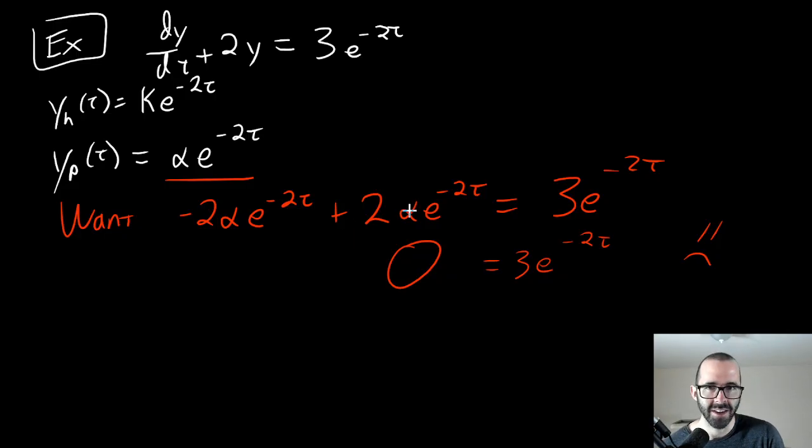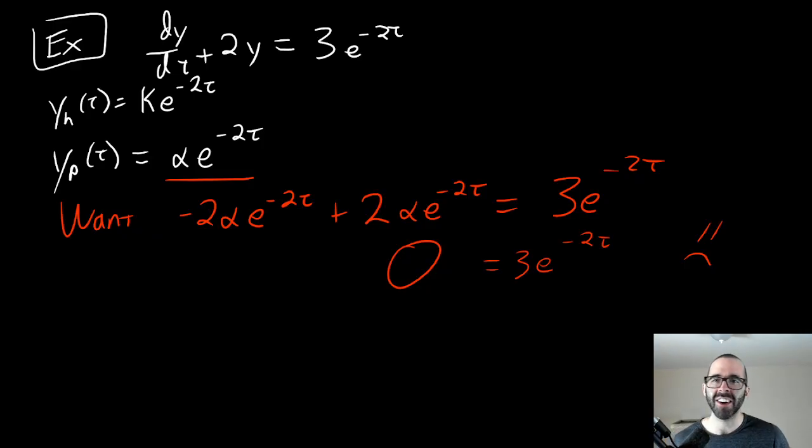It's never going to work. It can't equal 0, which is the homogeneous, and this. We're doomed to fail. I set you up for failure. But don't worry, I will also give you an opportunity for success. So we need to modify our guess. We need a second guess, if you will.